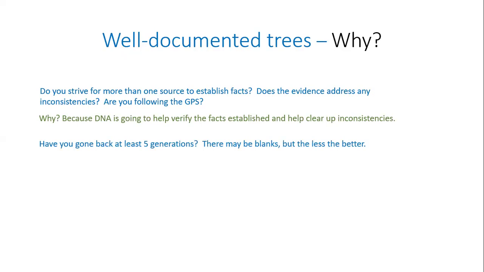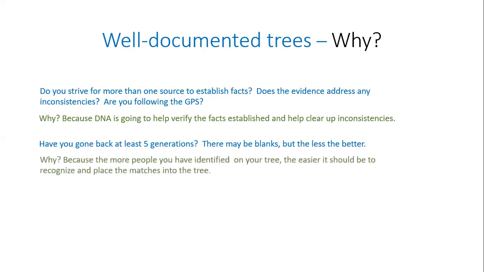Have you gone back at least 5 generations? Now, there may be blanks. You may have a great-grandparent couple that you can't find, but have you taken those back that you can find? Why? Because the more people you have identified in your tree, the easier it will be to recognize and place the matches in your tree, okay? You're going to save yourself time in the long run if you do this at the beginning.